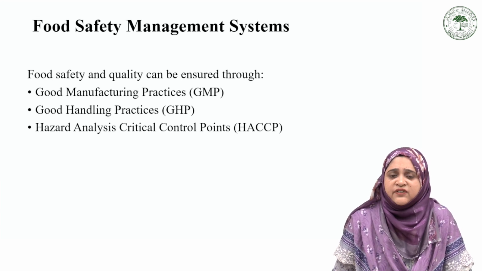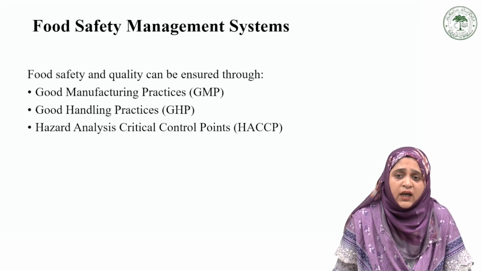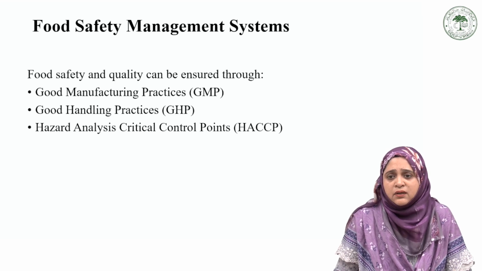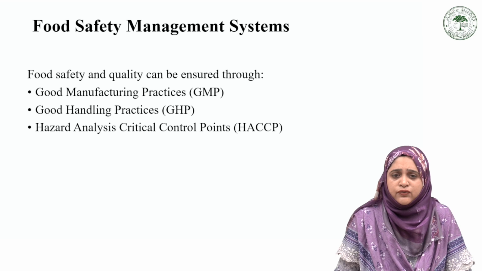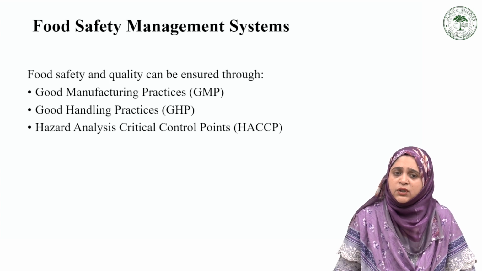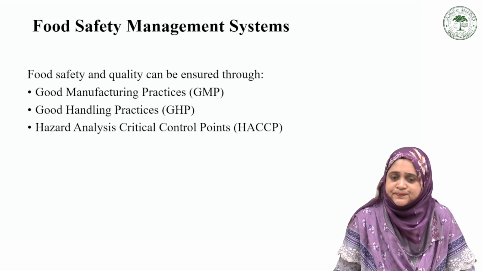Now come to the food safety management system. Over the years, issues related to food safety and quality have gone beyond just the avoidance of foodborne pathogens, chemical toxicants, and other hazards. A food hazard can enter the food at any stage of the food chain. Therefore, adequate control throughout the food chain is essential. Food safety and quality can be ensured through good manufacturing practices, good handling practices, and hazard analysis critical control points.